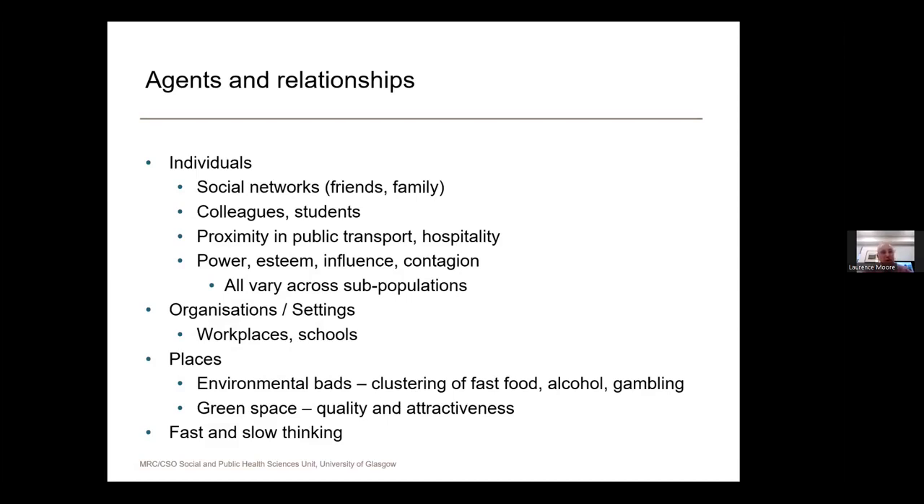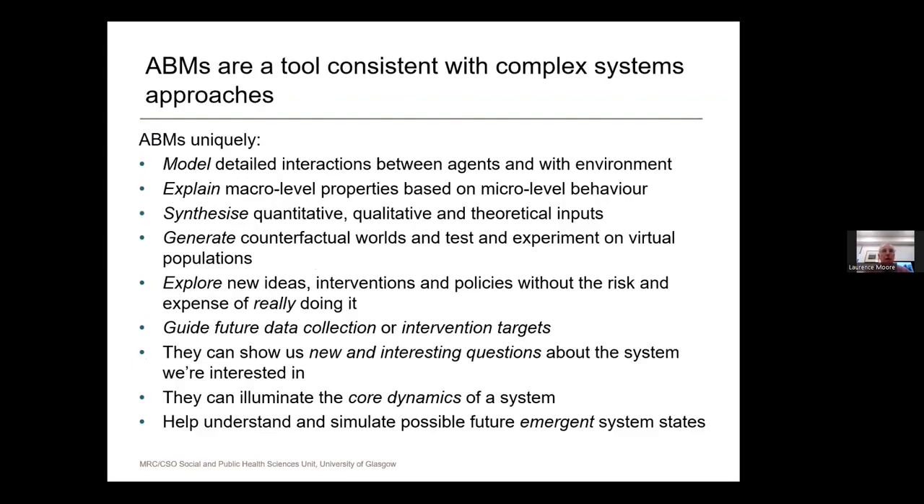It could be that the agents are actually organizations or settings or different types of places, and we can have models where agents are individuals and how they relate to places or organizations or settings or other types of agent. So the kind of thing we can simulate with agent-based models can get quite complex and involve different types of agent and different types of relationship. They're consistent with a complex systems approach.